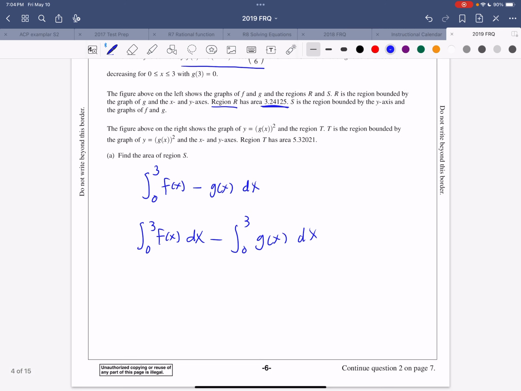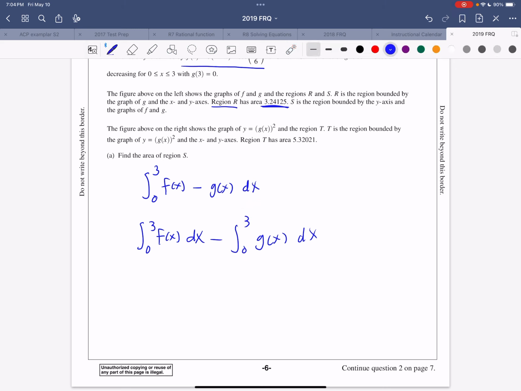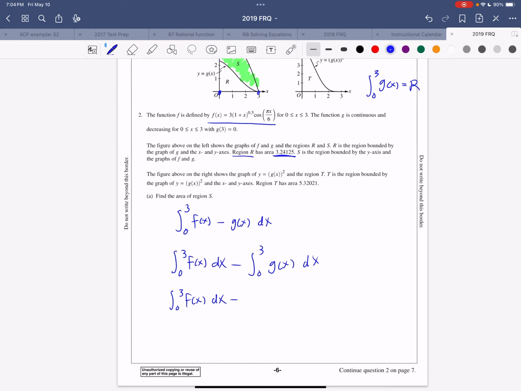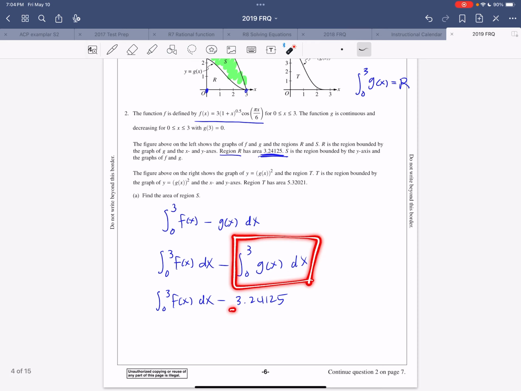But I already know what this is because this one is already given to us. Minus, what is it? 3.24125 because it is already given to us. Again, the area under the curve is R and the question says R is equal to 3.24. So this entire thing is already given to us right here. So that's what you're gonna do.